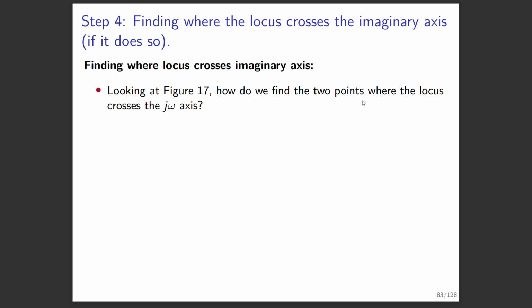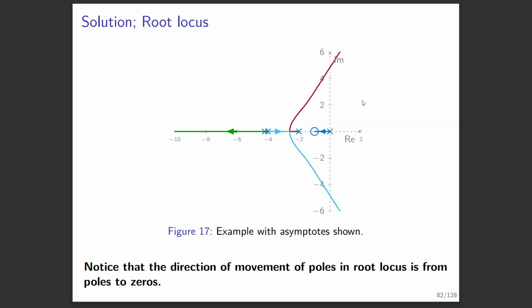Now we want to see how to find out where the locus crosses the imaginary axis. So look at figure 17. I'll go to the previous figure, this figure. So these poles, we found a way to find the location and the angle of asymptotes. Okay, and I know this is the root locus.